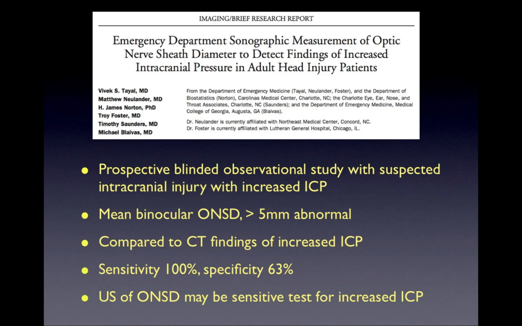So they were able to find that in this patient population, they had a sensitivity of 100% and a specificity of 63% when they used 5 millimeters as their cutoff. And their conclusion was that ultrasound of the optic nerve sheath diameter may be a sensitive test for increased intracranial pressure.